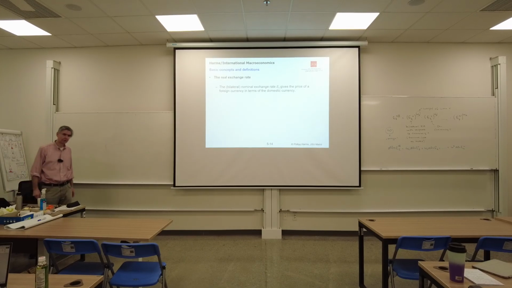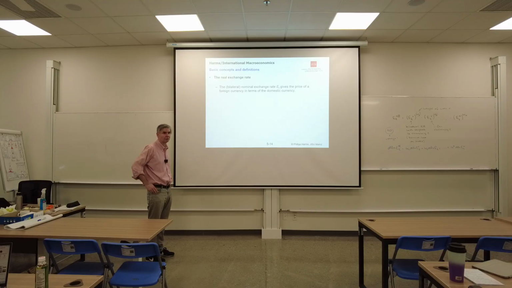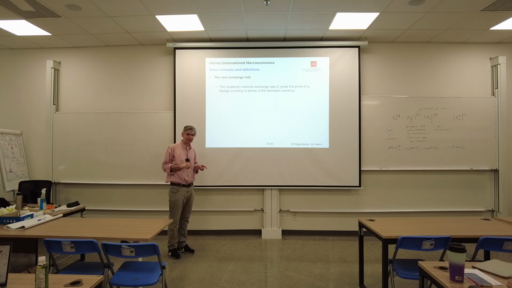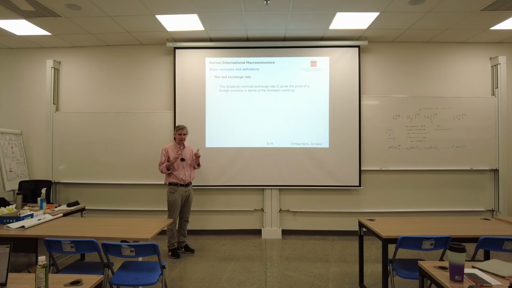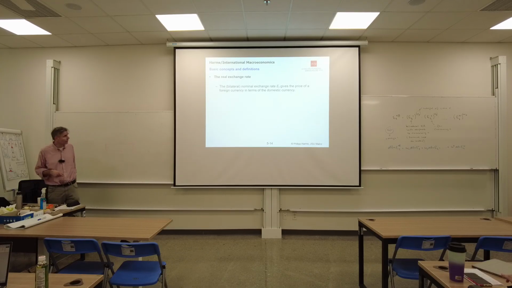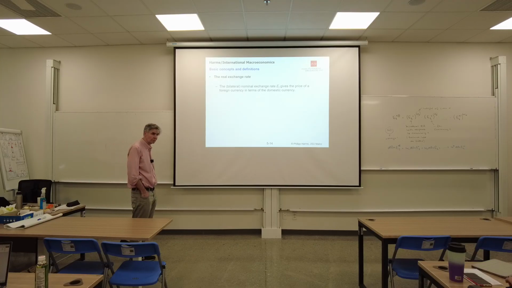And now let me go into the hero of this presentation, which is the real exchange rate. Now, please note, the opposite of effective is not ineffective, and the opposite of real is not unreal. The opposite of effective is bilateral in this context, and the opposite of real is nominal. So the bilateral nominal exchange rate, ET, gives the price of a foreign currency in terms of the domestic currency. So the price of one money in terms of another money.